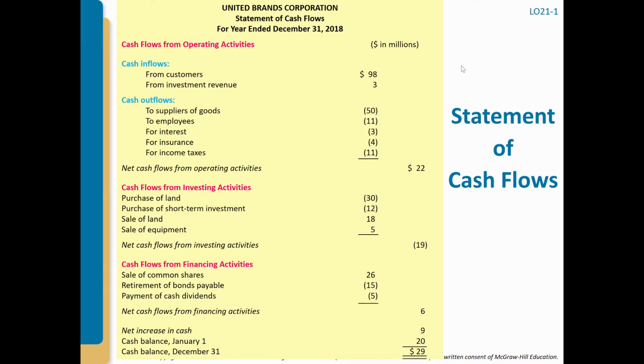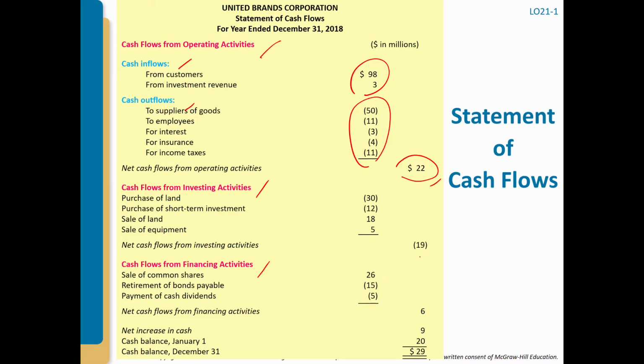We classify our business activity into three activities: operating, investing, and financing. For each activity, we list the cash inflows, which means we are receiving cash, and the cash outflows, which means we make cash payments. Inflows increase our cash, that's why they're positive. Outflows decrease our cash, that's why they're negative. Then we calculate net changes for each activity.